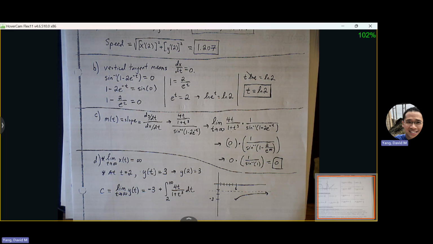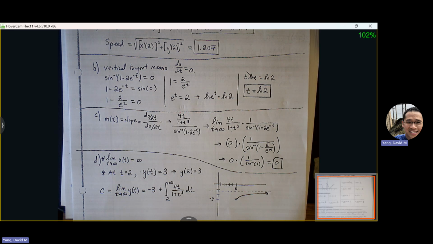We know slope is dy dt over dx dt, so we can put them over each other, and then if you want to find the limit as t approaches infinity, we can bring up that denominator as the reciprocal, and then do t approaching infinity. We know the first expression will go to 0 because the denominator will have a higher degree, and for the second expression, 2e to the negative t is the same thing as 2 over e to the t.